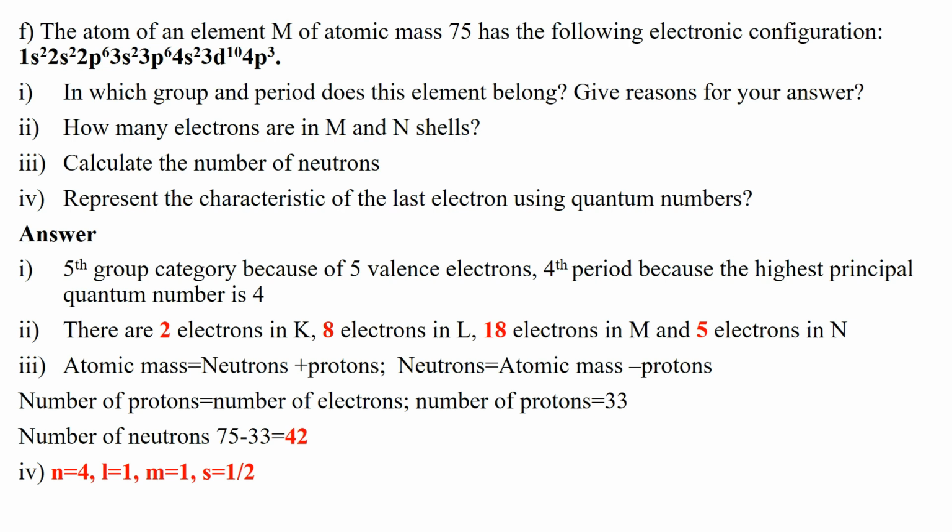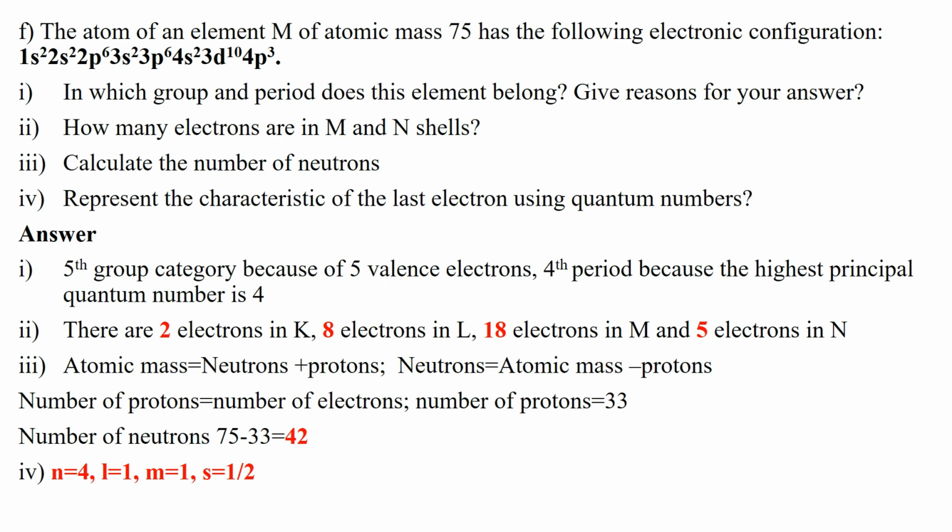So we counted the number of protons based on the number of electrons. You have 33 electrons by counting 2 plus 2 plus 6 plus 2 plus 6 plus 2 plus 10 plus 3. So we are counting the electrons based on the electronic configuration. Remember, the number of protons equals the number of electrons. Then for the number of neutrons, we take the atomic mass 75 minus 33, which is the number of protons. Then we get 42 neutrons.